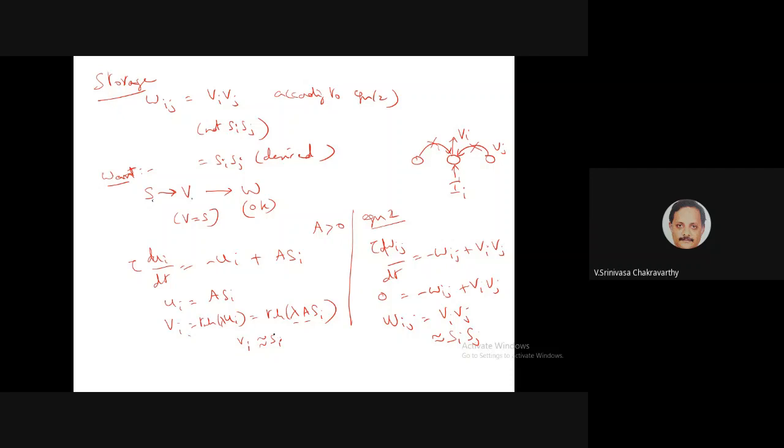So you see that vi is equal to Si, which is nice. That's what I want. So for me to store information, I want A to be a large number, B to be a small number. Then Si will simply write itself onto Vi. So what happens is, if I apply this kind of Vi to the weight training, given by dWij by dt equal to minus Wij plus ViVj, at convergence the left side is 0, so you will have Wij equal to ViVj. But we have seen that Vi has gone to Si, so it will be equal to SiSj.